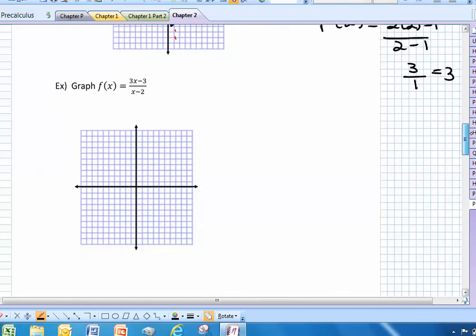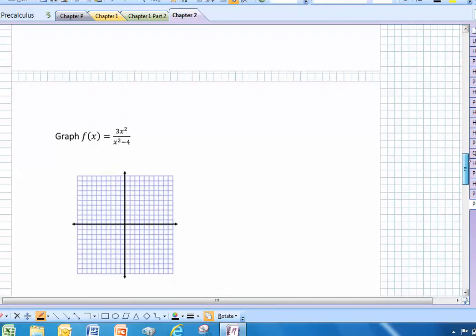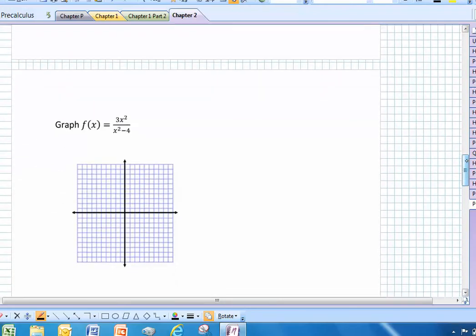So let's try again. Actually, let's go to the next one. Let's skip one. Let's do 3x squared over x squared minus 4.